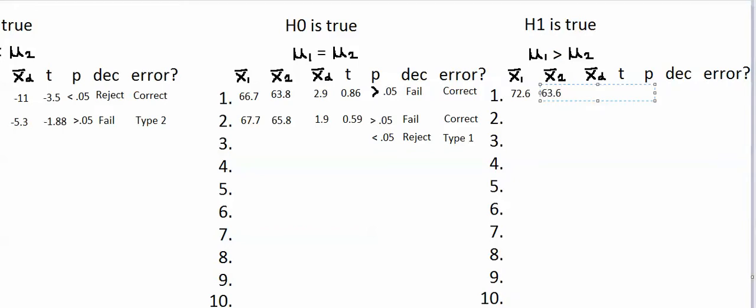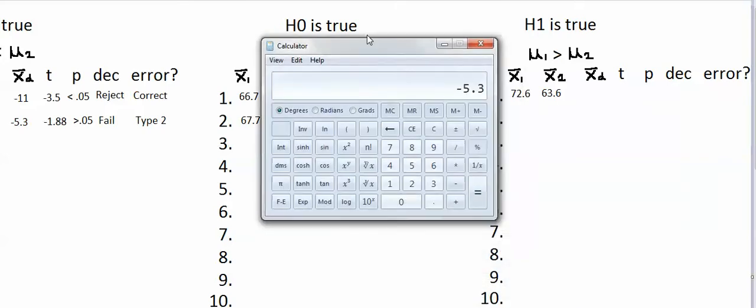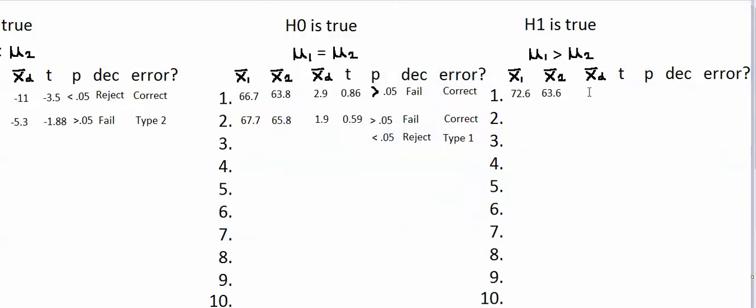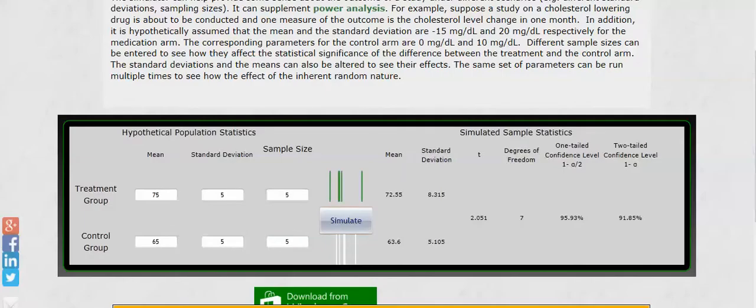For each of your simulations, I want you to calculate the sample mean difference, which right here would be 72.6 minus 63.6 equals 9 exactly. It's actually positive 9. We have a positive sample mean difference because this is higher than this, which means we also have a positive t-score, 2.05.